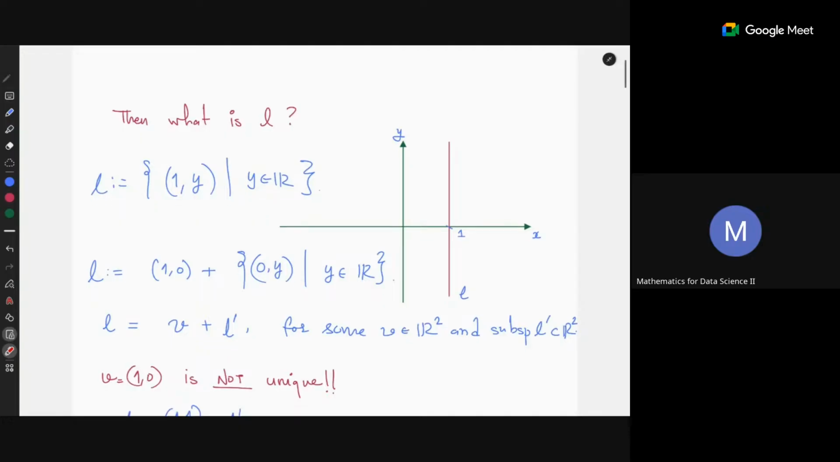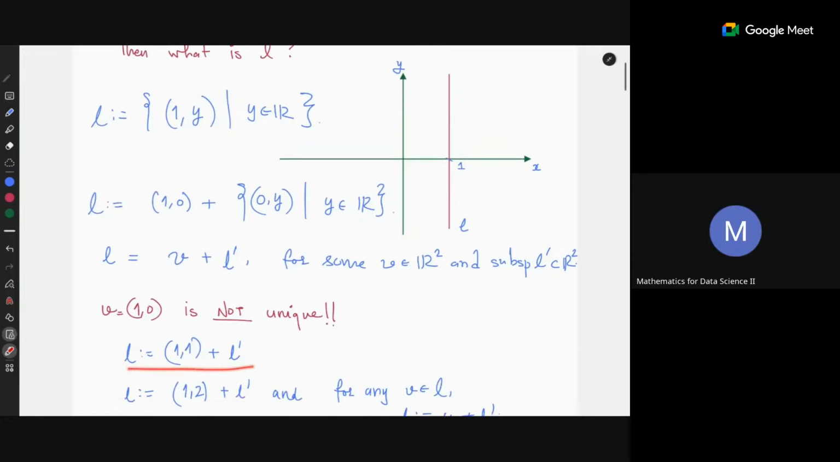Now, if I take any other vector in L, let's say (1, 2), so (1, 2) is in L. Or if I take the (1, 1) vector, then I can again rewrite my L as (1, 1) plus L prime, where L prime remains the same, the y-axis, and (1, 1) is the point.